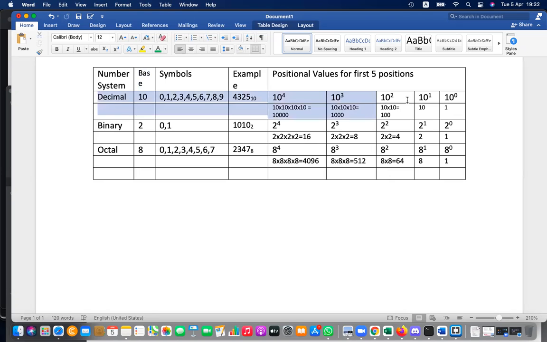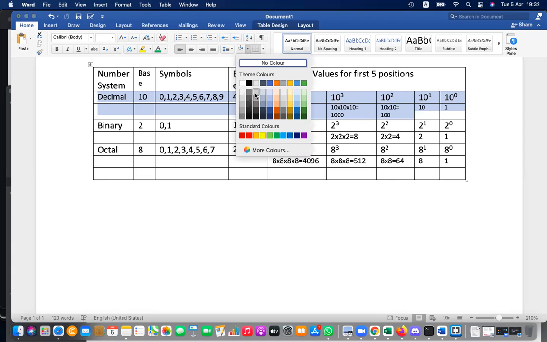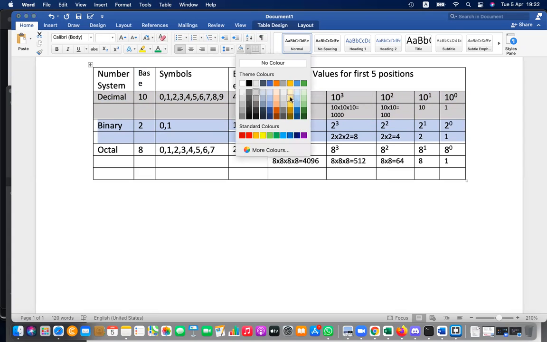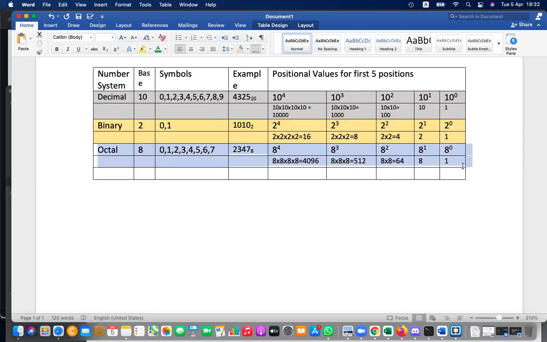The next set is, okay, let's fill some color, red color. The next set is hexadecimal.